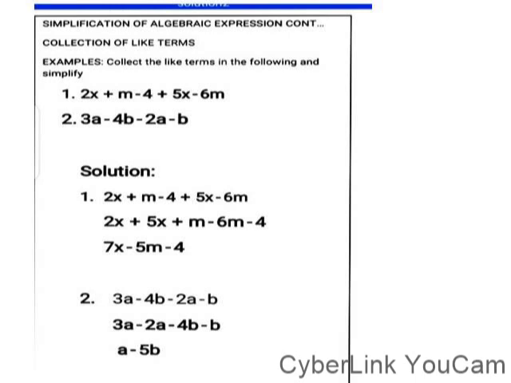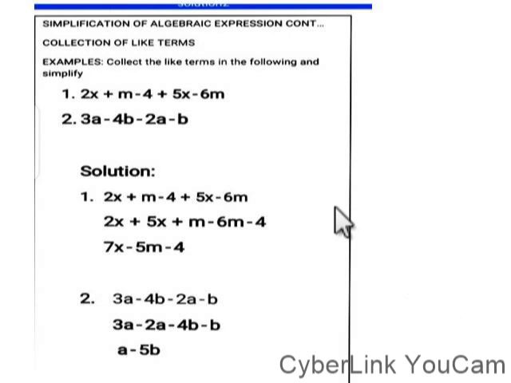Here we have a simplification of algebraic expression, continuation of the lesson, collection of like terms. This time around, we will not be dealing with like terms alone. We'll be having a mixture of different kinds of terms, and all we are required to do is to bring together those ones that look alike. That is what we mean by collection of like terms. And when we do that, we simplify at the same time. So we have some problems here to solve.